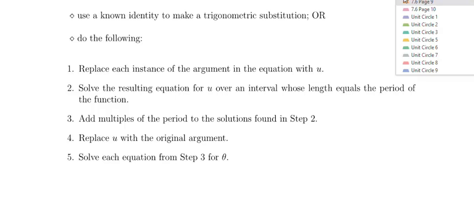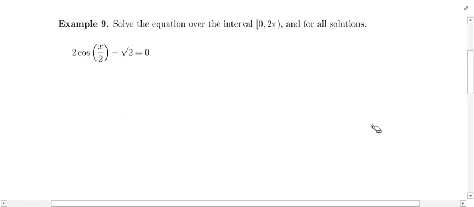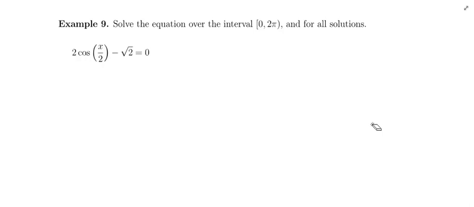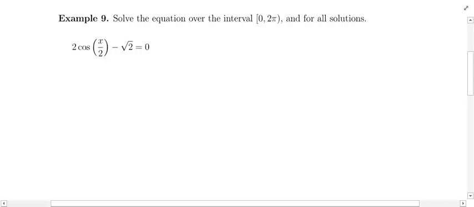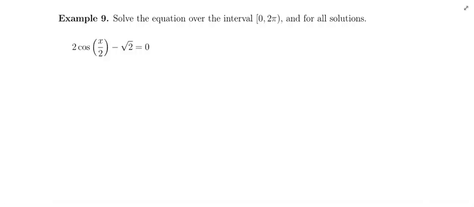So let's take a look at page 10, where we have example 9, and it says solve the equation over the interval 0 to 2 pi, and also for all solutions. The equation is 2 times the cosine of x over 2 minus the square root of 2 is equal to 0. So when you look at this, x is what you're actually solving for. You're not solving for x over 2, you're solving for x. So this is a half angle. You've got x over 2.